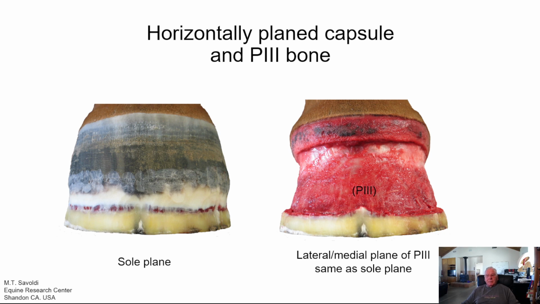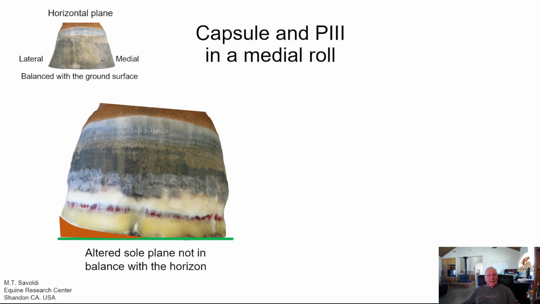Well, if you look closely at the foot on the left, I'm going to raise one side. So look closely, and here we go. I just put the foot in a medial roll. How did I do that? I added length of wall. The dark area right here actually represents length of wall. So I've rolled the capsule. Look at the foot up above. That's the same foot, trimmed to the sole plane.